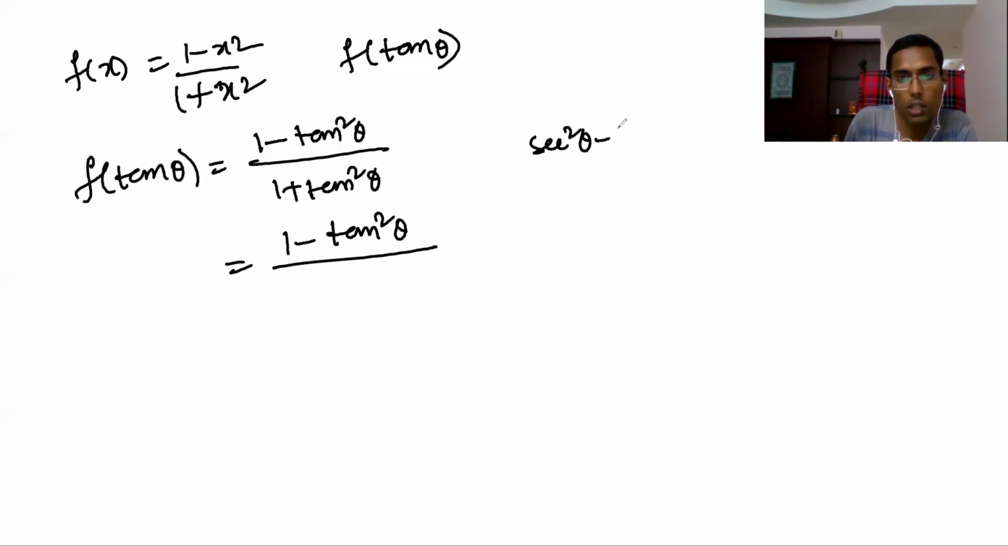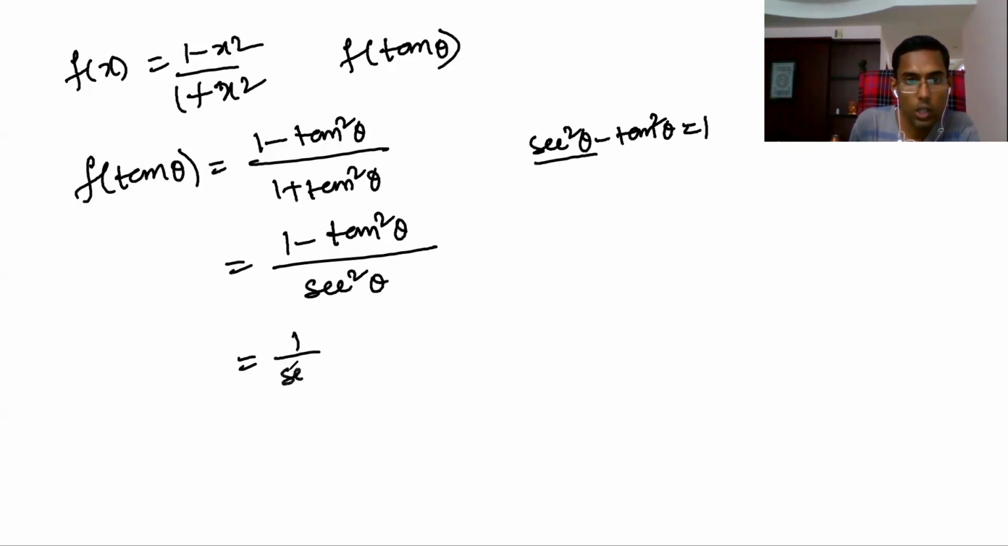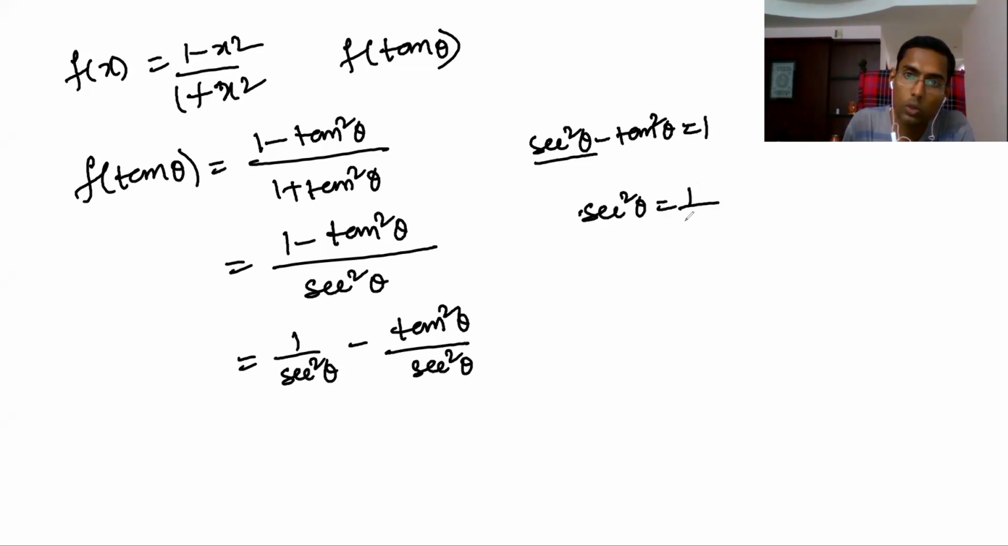Secant square theta minus tan square theta is 1. So 1 plus tan square theta is simply secant square theta. See, secant square theta equals 1 plus tan square theta. So here it is 1 by secant square theta minus tan square theta by secant square theta. Secant square theta is 1 by cos square theta. You know this formula. So then what will happen? 1 by secant square is cos square theta.